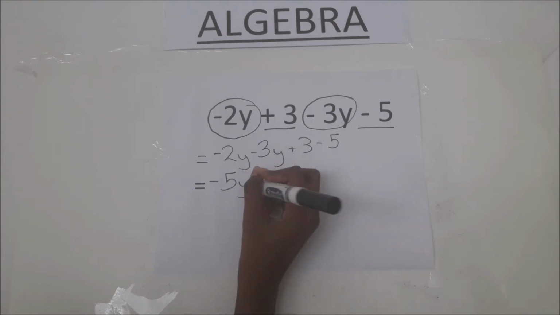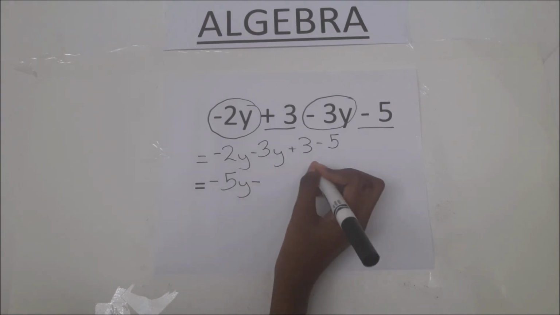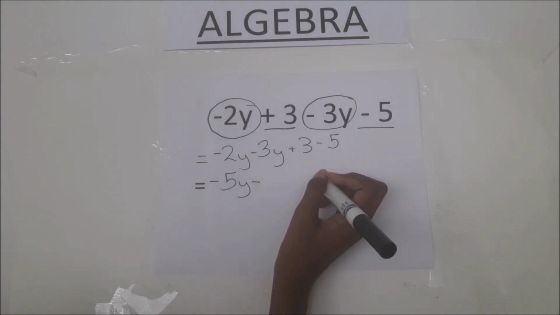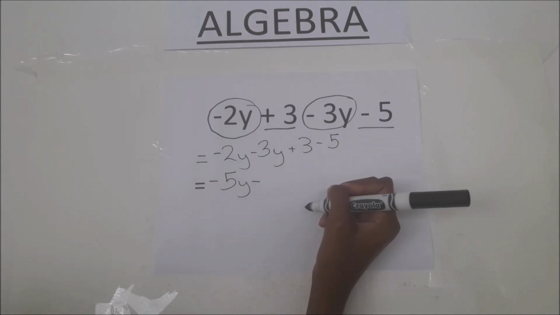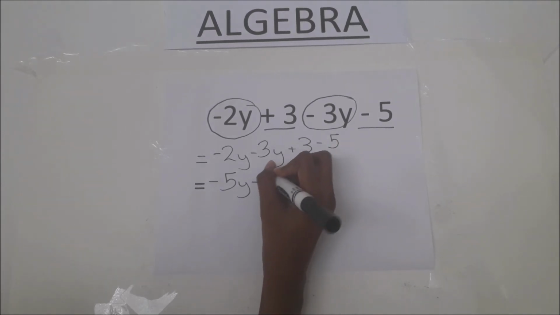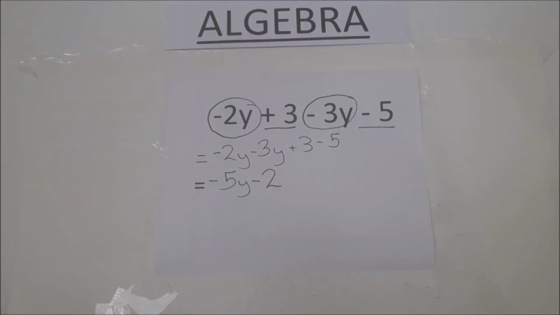Read what you have. Plus 3 minus 5. Why did you put a negative? Because 5 is the larger number. And you have to subtract and put the answer. 2. Very good.